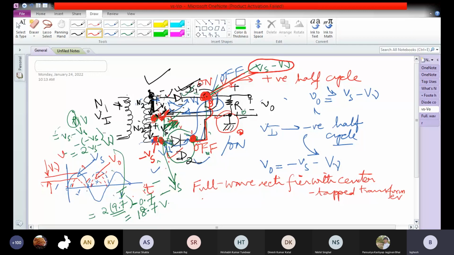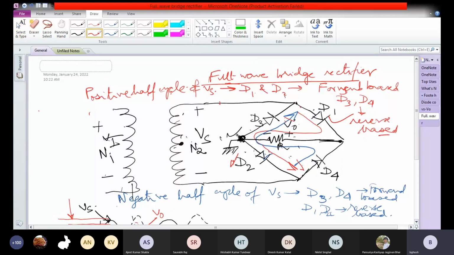So therefore, the PD across D2 is Vs minus V gamma minus of minus Vs, which works out to be 2 Vs minus V gamma. Simple. Okay. What happens now to the full wave bridge rectifier?